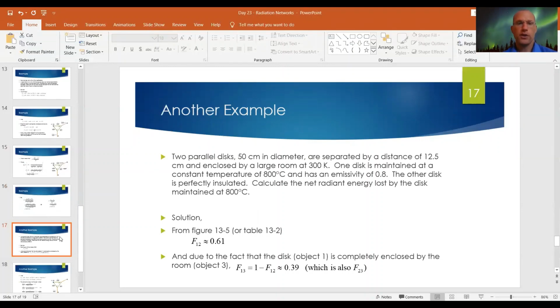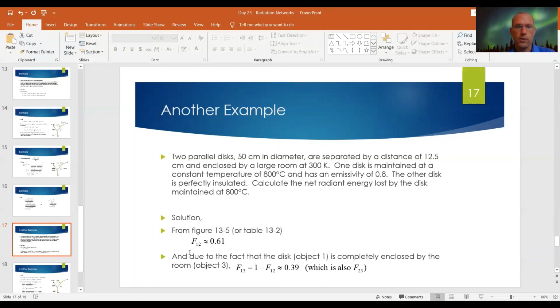Second example, I have two parallel discs, each 50 centimeters in diameter, separated by a distance of 12.5 centimeters, enclosed by a large room at 300 kelvins. One disc is maintained at 800 Celsius with an epsilon value of 0.8, the other disc perfectly insulated. I want to know the energy lost by the first disc, the one at 800 degrees Celsius.